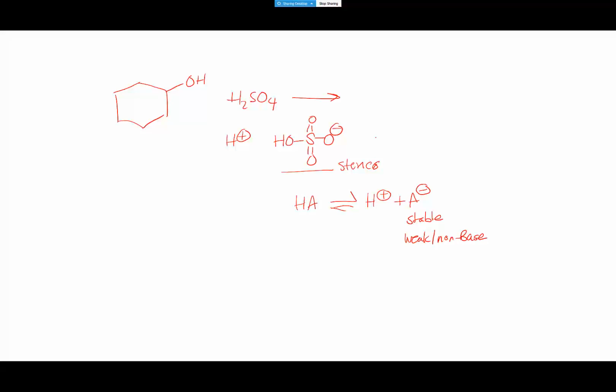So if I now want to do elimination, I should use an acid that doesn't have a conjugate base that acts as a nucleophile. So this is not a nucleophile. It will not act as a nucleophile.